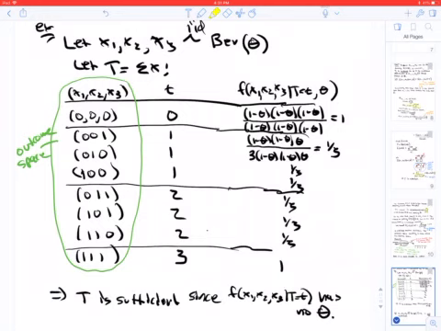And then we can see that t is sufficient because we can calculate what f of x1 to x3 given t is, whatever the t value is, and it's not going to have any dependence on theta. And so you can just check here, like for example, this second one here.